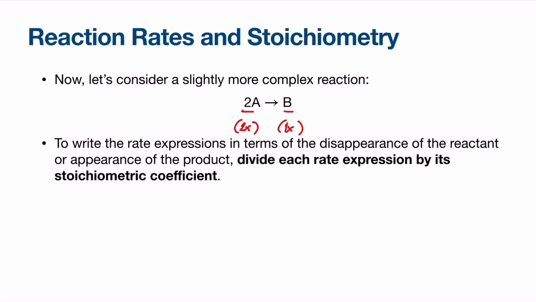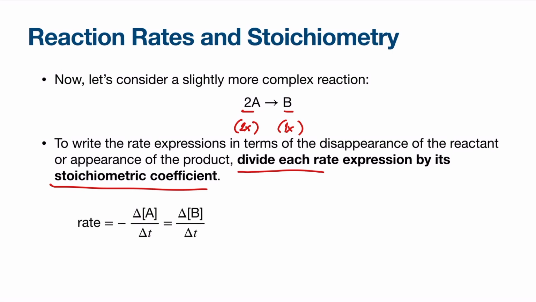To do this, we divide each rate expression by its stoichiometric coefficient. Earlier, if the reaction is 1 to 1, we know that the rate expression would look like this. But since for this reaction it is 2 to 1, or 2 moles of A form 1 mole of B, to provide a rate expression for this reaction, we need to divide each rate expression by its stoichiometric coefficient.